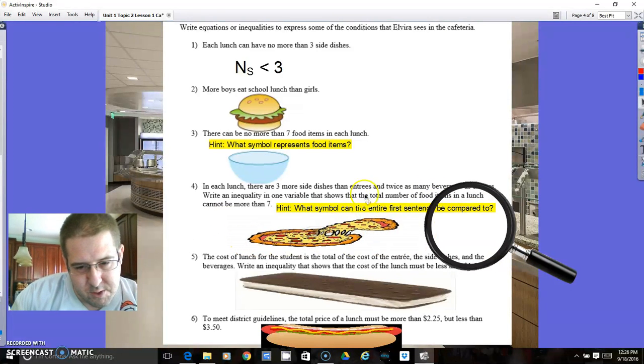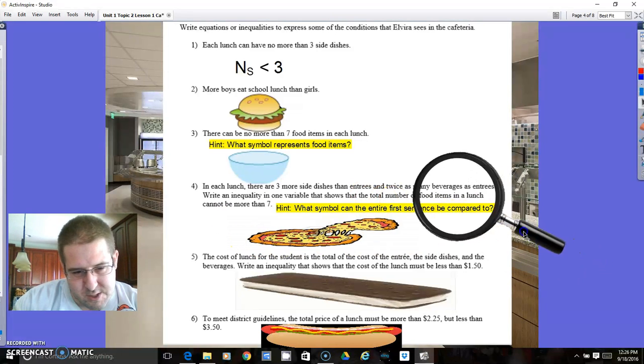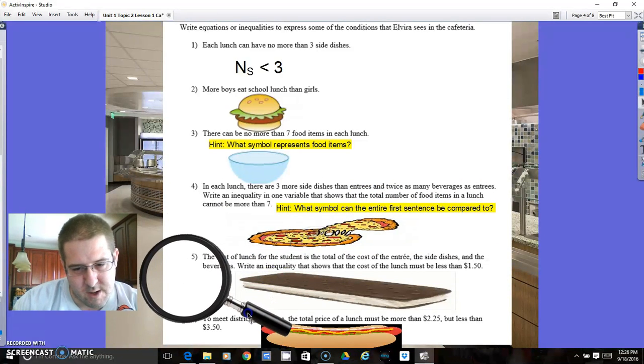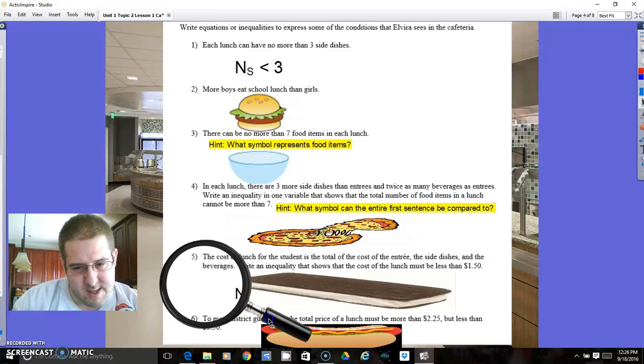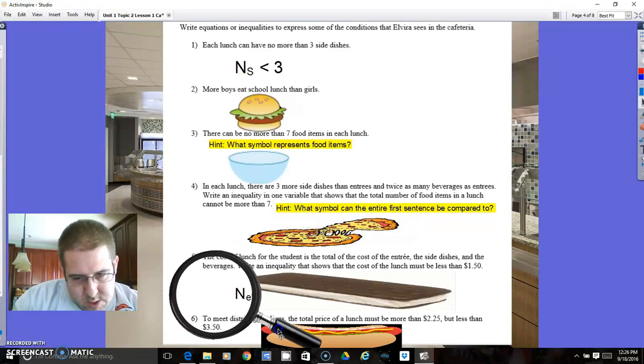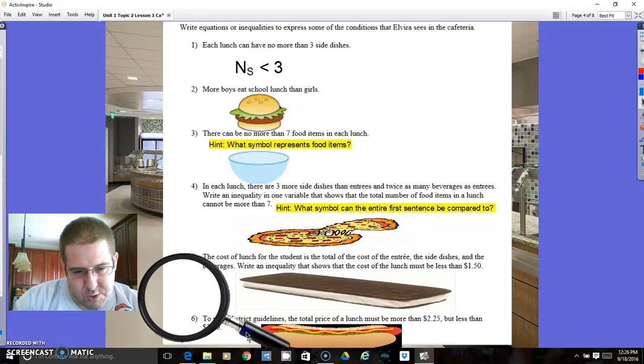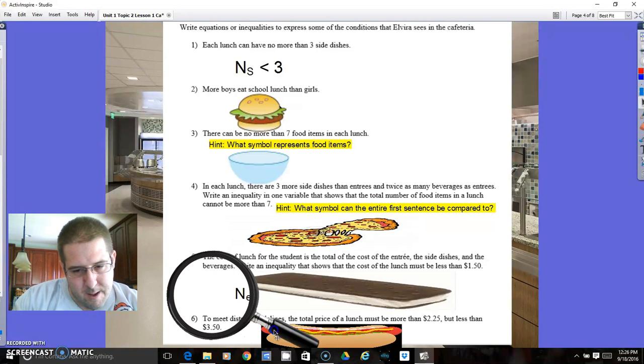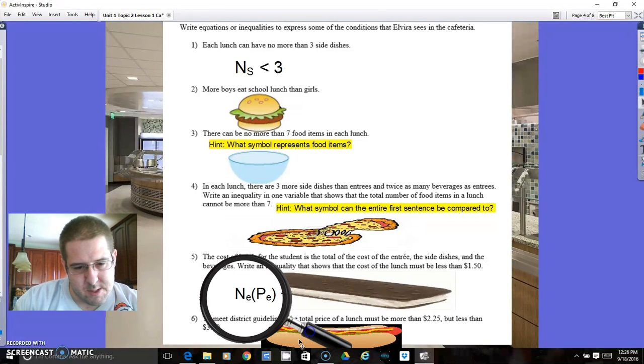So there you go, there's the entire expression, broken down piece by piece. The cost of lunch for a student is the total of the cost of the entree, the side dishes, and the beverages. Write an inequality that shows the cost of the lunch must be less than $1.50. Cost of lunch would be the cost of an entree, that'd be P sub E times the number of entrees. We're assuming that you're not just getting 1 entree; if you were, then you could just say the price of an entree. That's the reason why there's multiplication here.